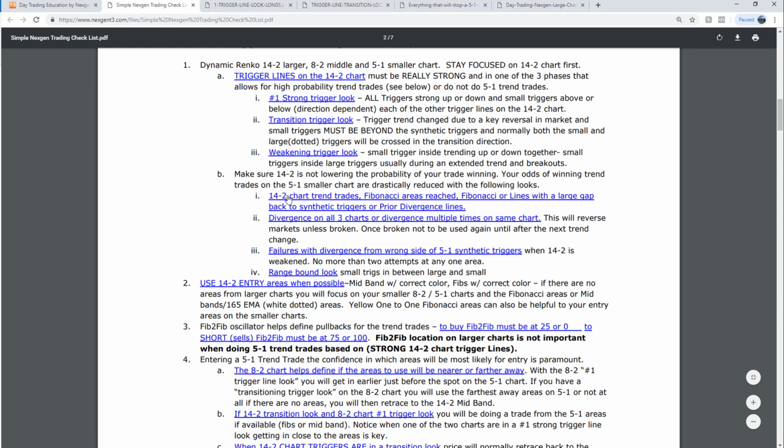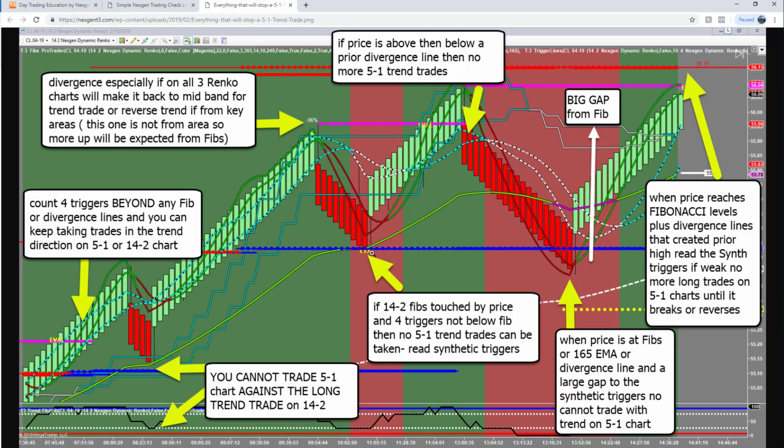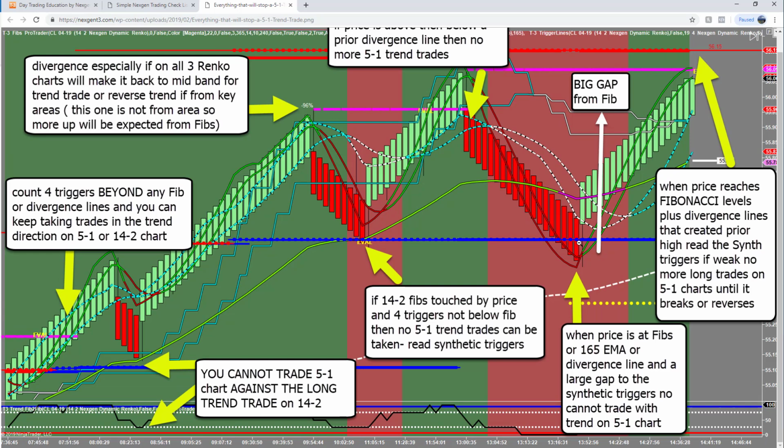And then you have to make sure that nothing is lowering our probability of winning. Well, what does that mean? Well, it just basically means that there's looks that will cause you to not be able to do trend trades on the 14-2 chart. The first one of this, I'll start over here. The first look is you run smack dab into support or resistance. I mean, at support, we don't want to go short anymore. At resistance, we don't want to go long anymore. That should make pretty good sense, right?